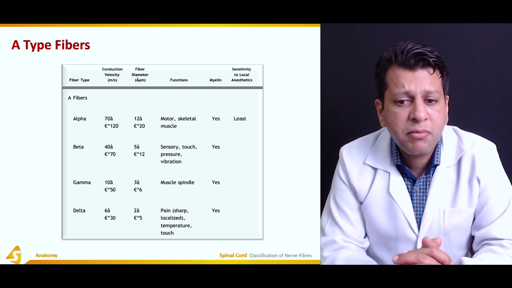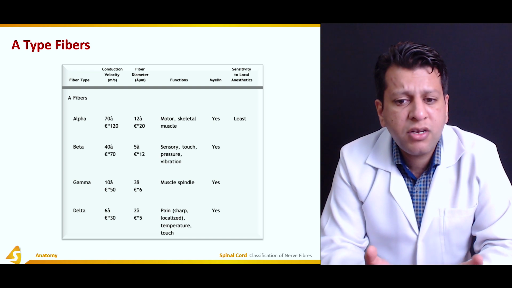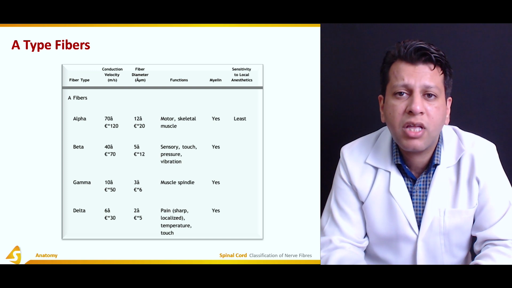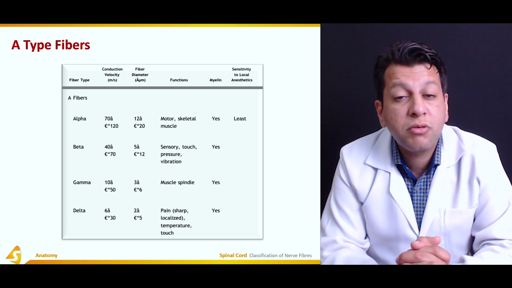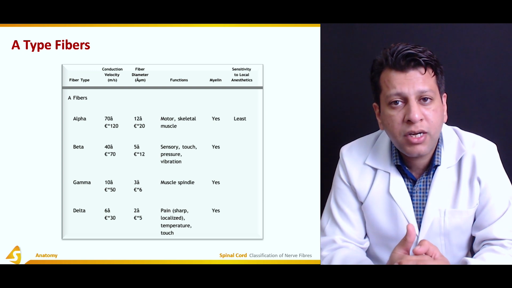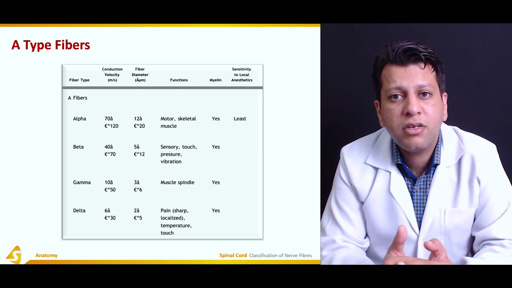While delta type are mainly for pain, sharp or localized, and temperature. These fibers are mainly present in the spinothalamic tract, which is responsible for carrying the sensation via the anterolateral system in the spinal cord.